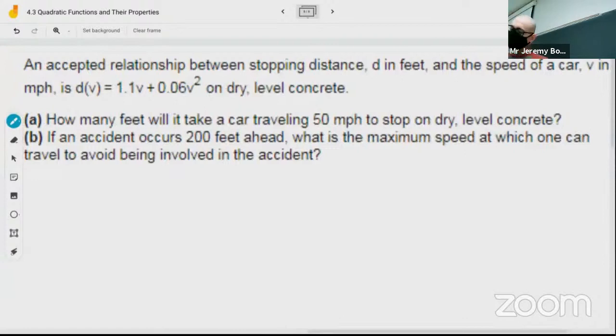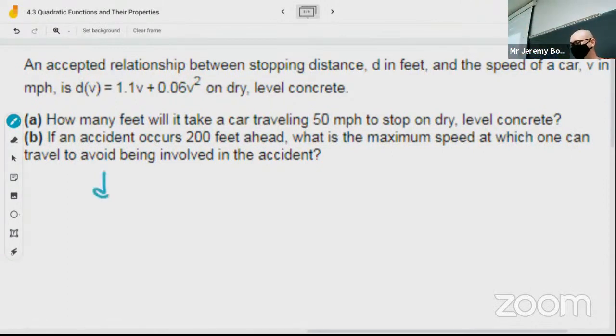So let's see how we can use this in an applied situation. So if you have something that can be modeled, remember we talked about linear modeling. What if something can be modeled with a quadratic function? So an accepted relationship between stopping distance d in feet, so d is our distance, and the speed of a car v in miles per hour, so it's v, we're probably talking about velocity, that's why I use v, is d of v is equal to 1.1 v plus 0.06 v squared. And that's in good conditions on dry level concrete.